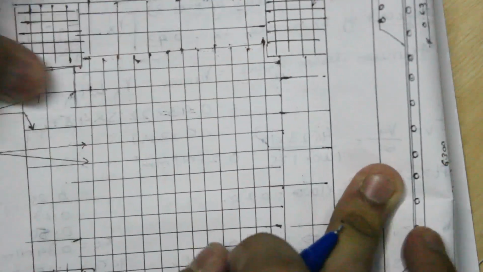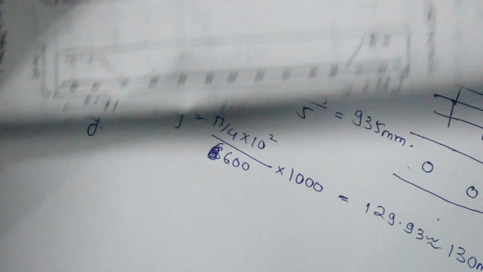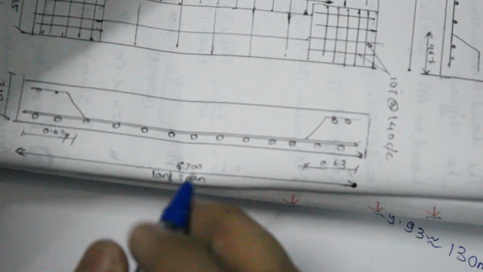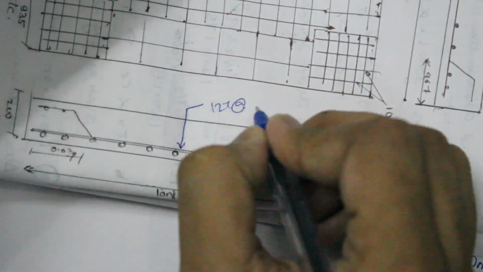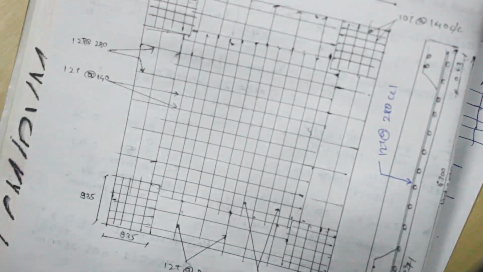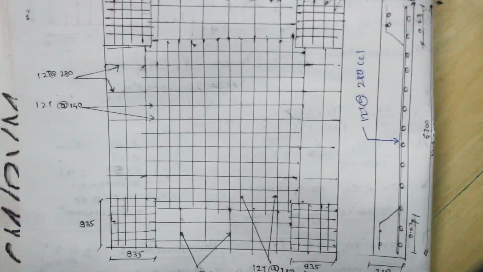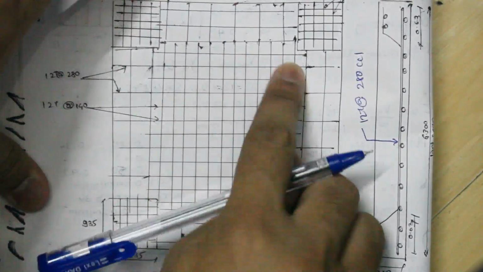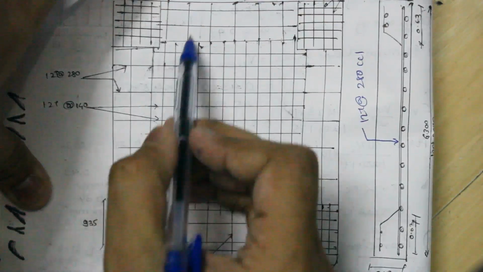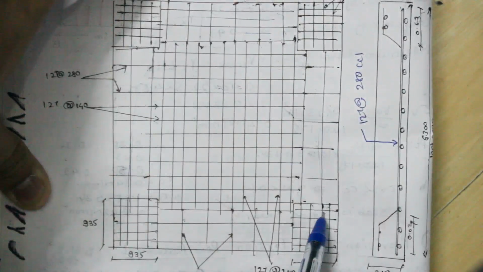And again this one is the longer span. And it is just above the shorter span steel, as you can see, and which was 12 tor at 250 center to center. And finally this is the plan area. As you can see, this is the mid span steel, and at the corners I have provided 4 meshes, which is the torsion steel, and this is the distribution steel, for which you have to provide the minimum area of steel.